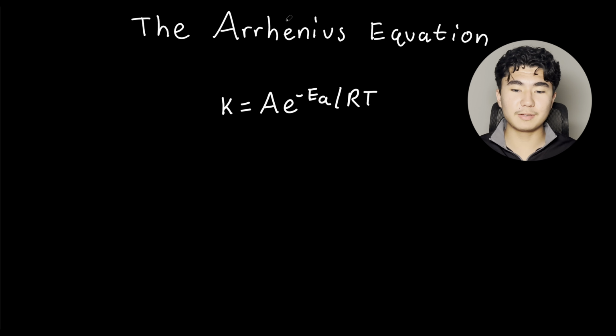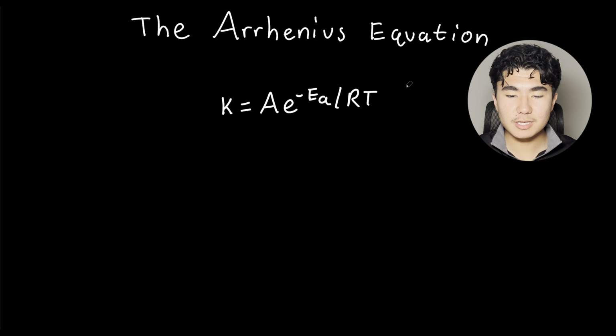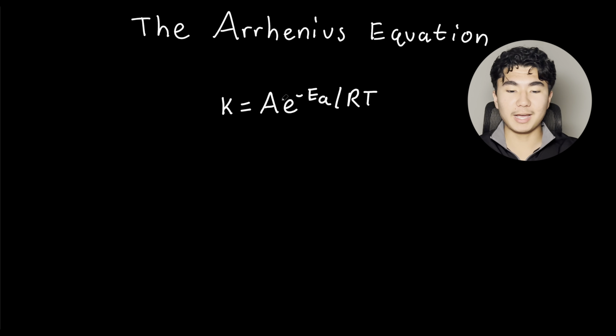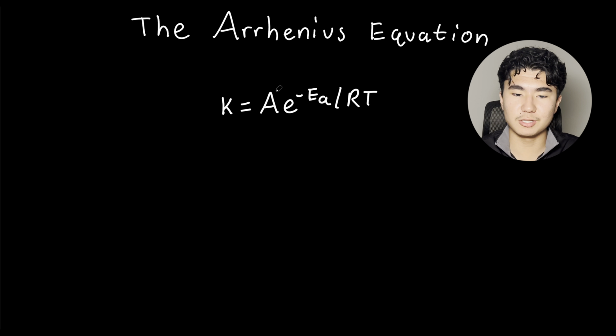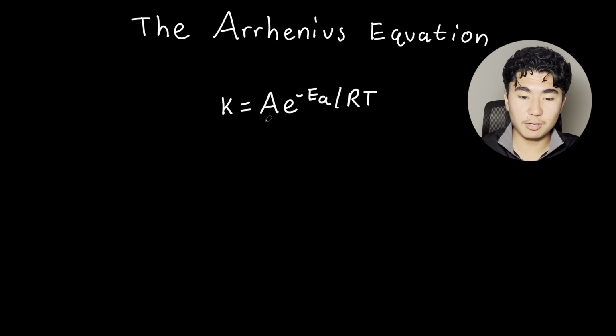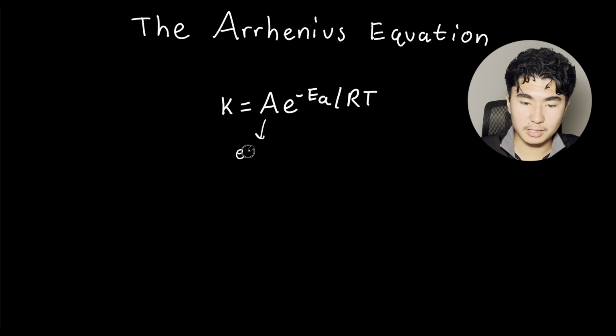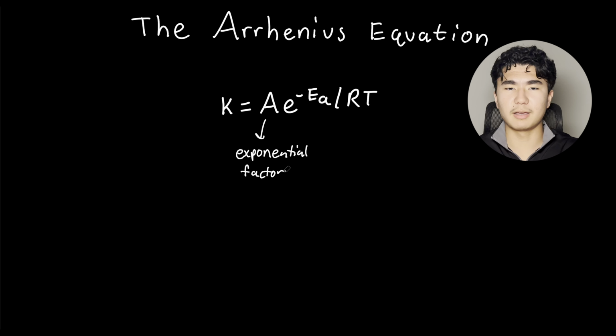Alright, so now let's talk about the Arrhenius equation. This equation is used more specifically towards finding our activation energy. This is just one form of the Arrhenius equation, where we have our k, which we obviously know as our rate constant. This A over here is our pre-exponential factor.